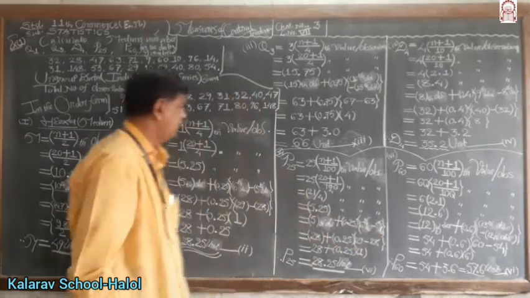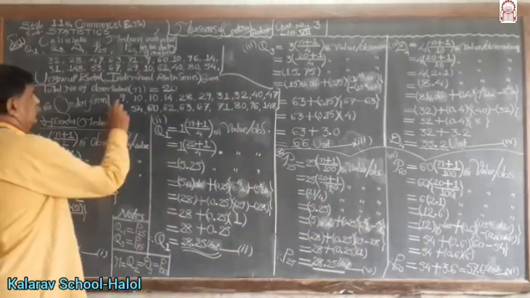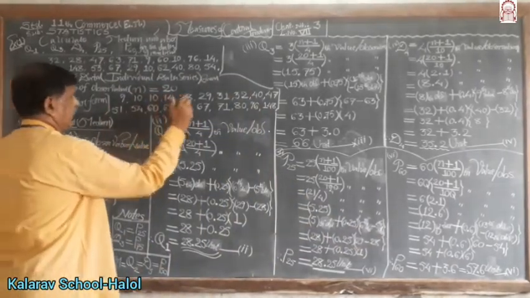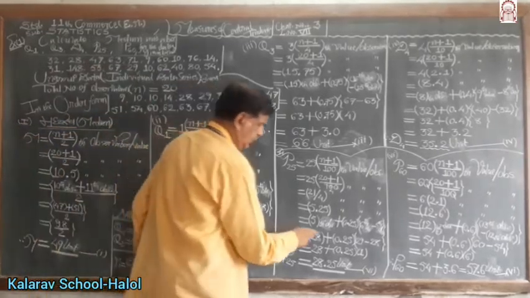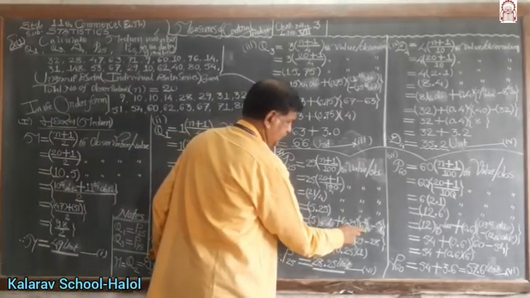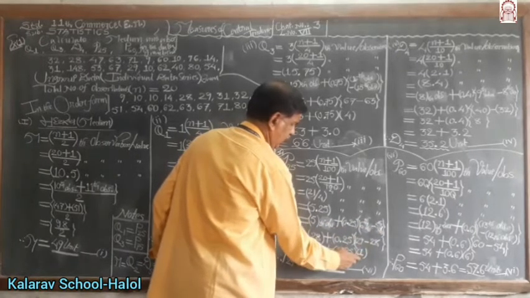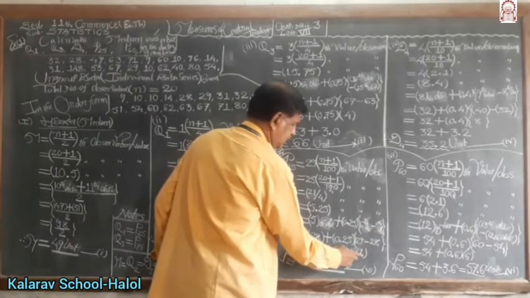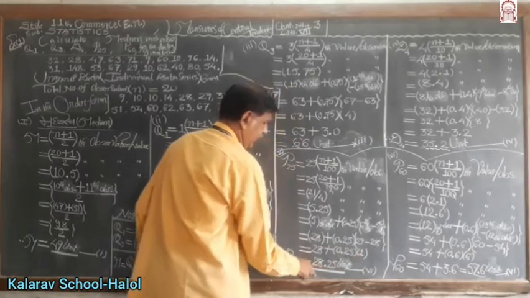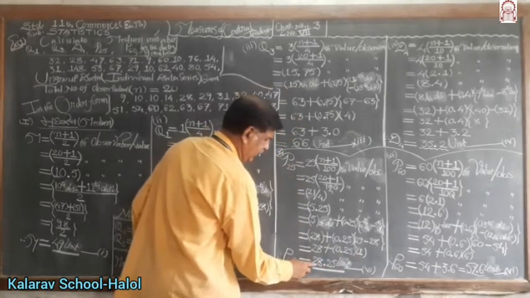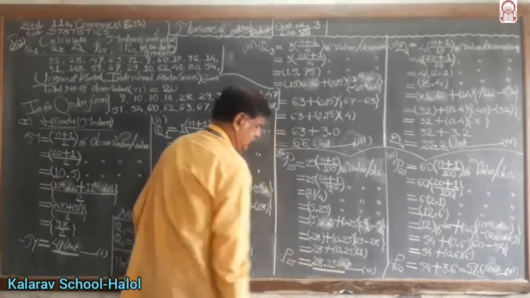Now 1, 2, 3, 4, 5, so 28 plus 0.25. The 6th value is 29, the 5th value is 28. The difference of these two numbers is 1, and 1 into 0.25. Ultimately the answer will be 28.25 units.